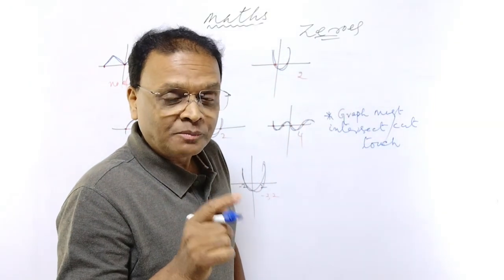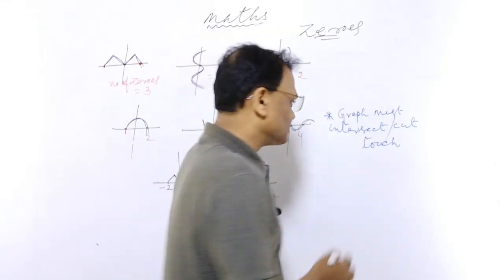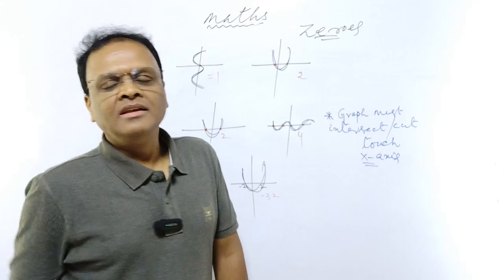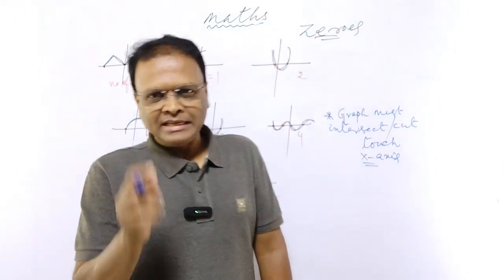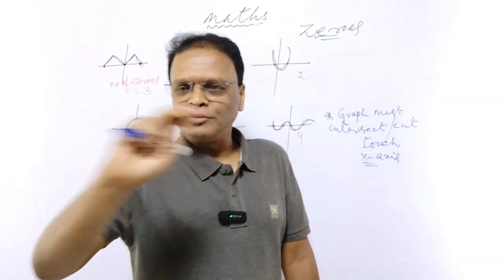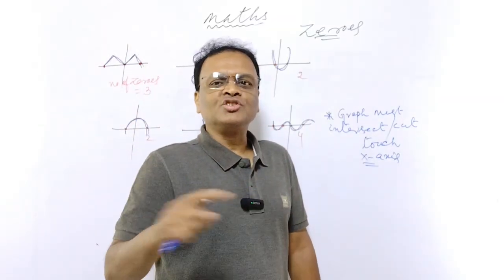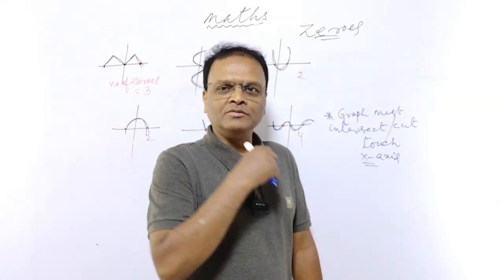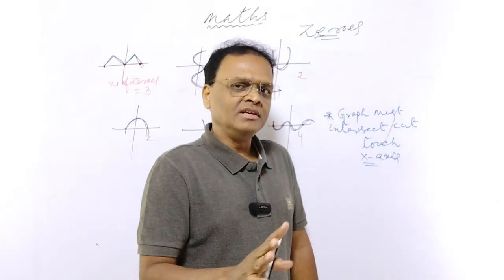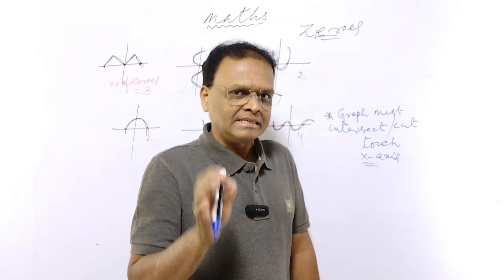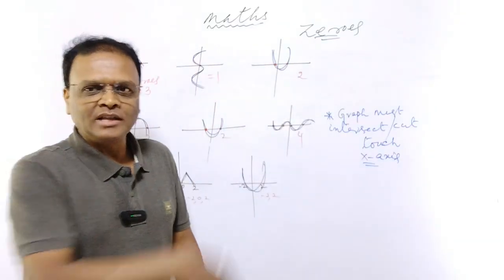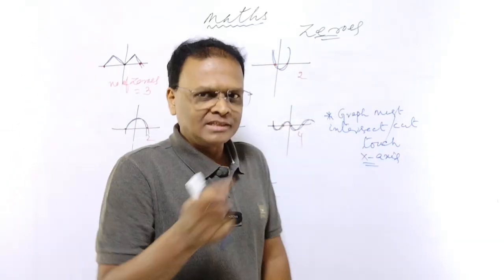Graph must touch which axis? X-axis, yes, right. The graph must touch your x-axis, then only we can find the number of zeros. If the graph touches your x-axis at one point, number of zeros is 1. If the graph touches or intersects the x-axis at 2 points, number of zeros is 2. If the graph touches your x-axis at 3 points, number of zeros is 3. So this can be calculated by seeing how many times the graph touches your x-axis. This is the way to calculate the number of zeros. Okay, I hope you are getting it.